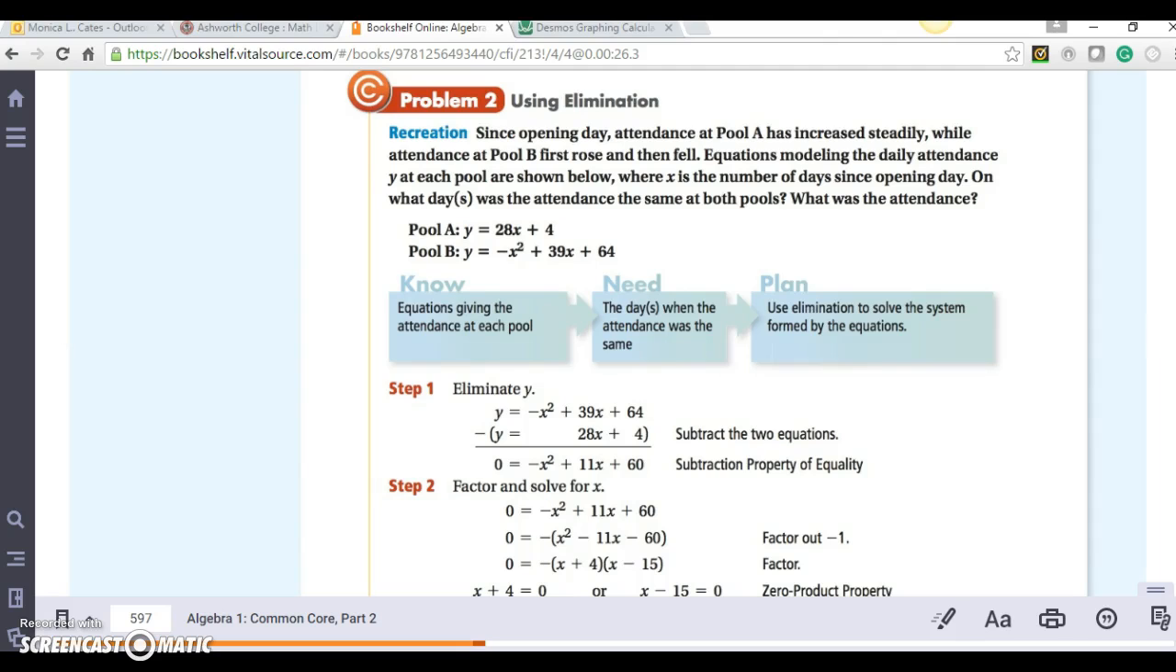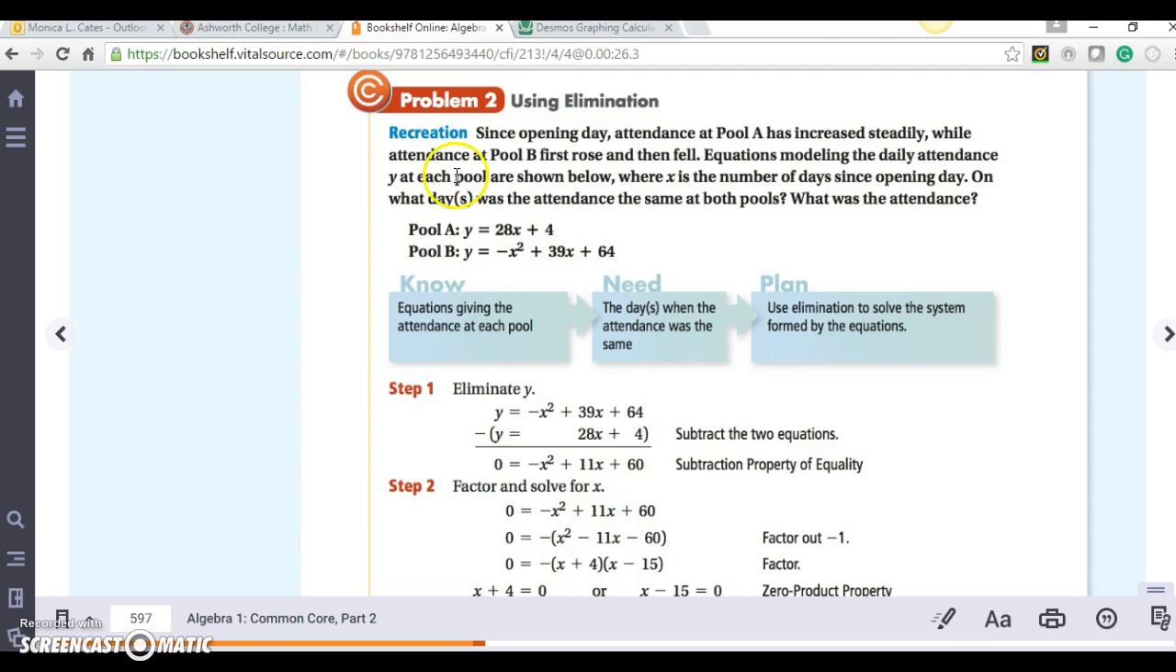So they give us that the equation for pool A is y equals 28x plus 4, and for pool B, y equals negative x squared plus 39x plus 64. Now, elimination is just one way to solve it. We do not have to solve with elimination, but it is a technique that we can use. So if we're going to use elimination, we need to eliminate one of our variables. And the variable that they decided to eliminate was the y variable.